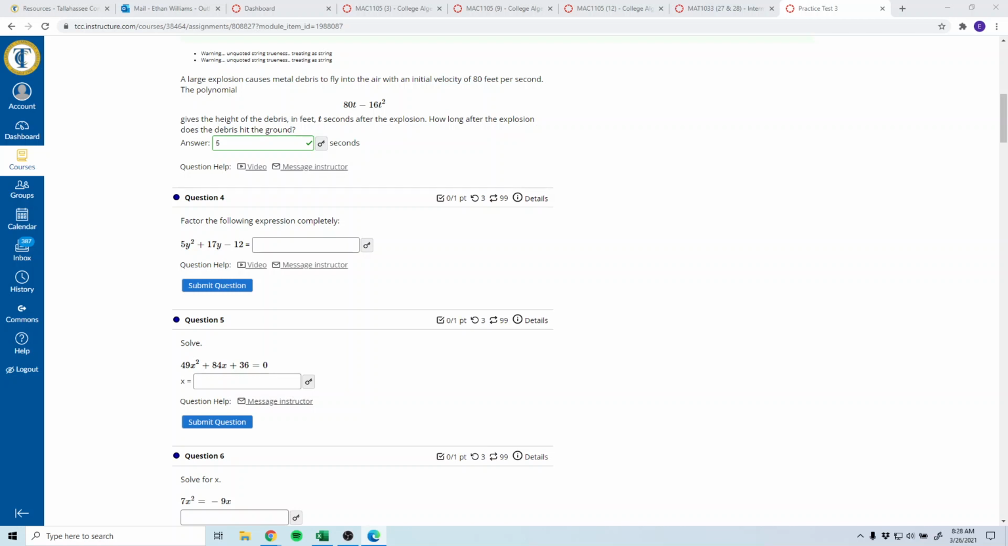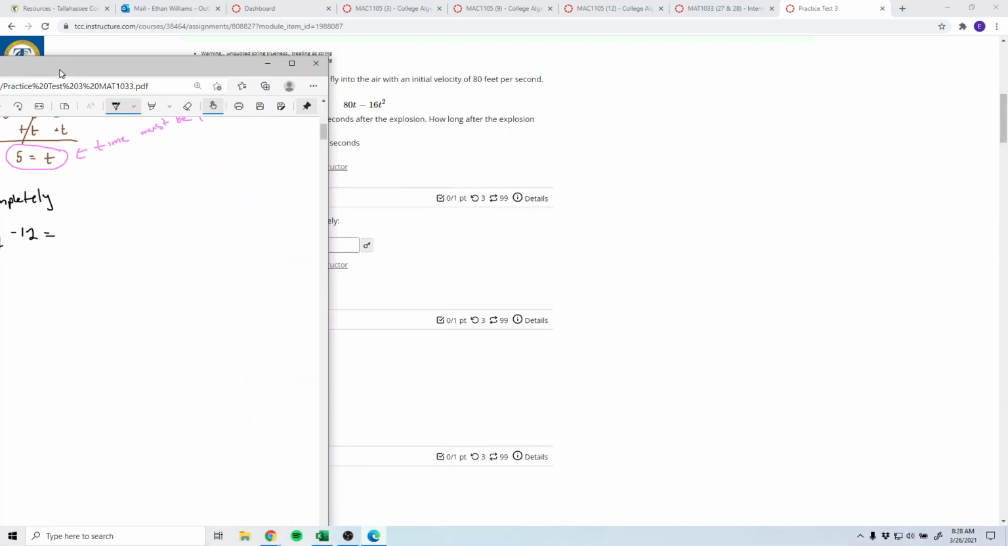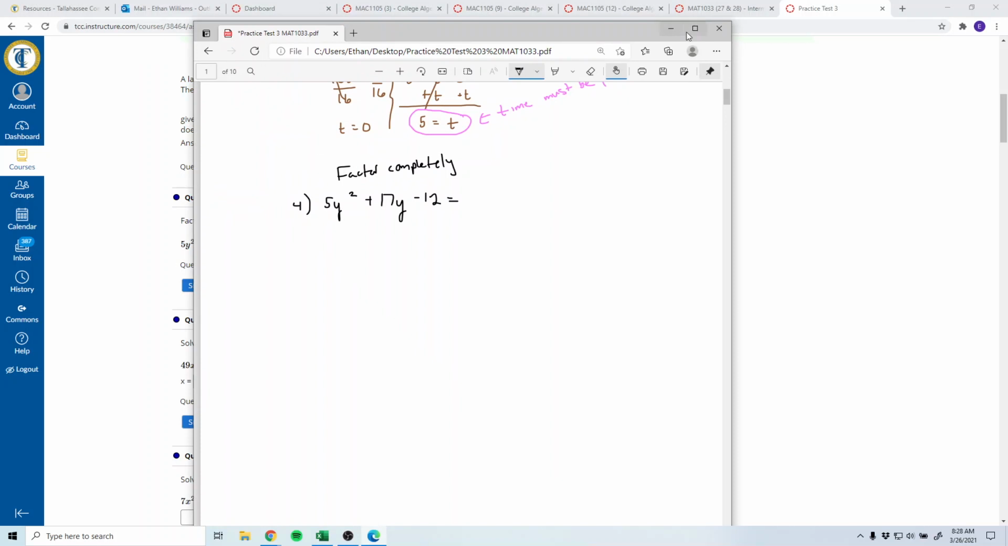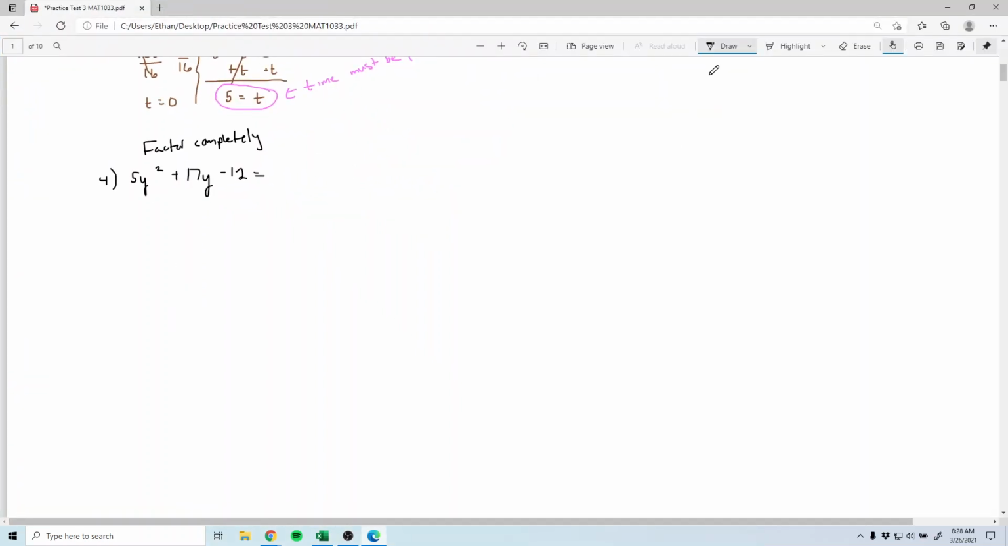Number 4, another factoring one. We've got 5y squared plus 17y minus 12, and we want to factor it completely. Bring it back over. The question is, how do we do this one?